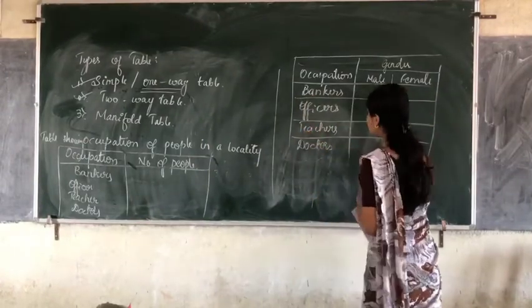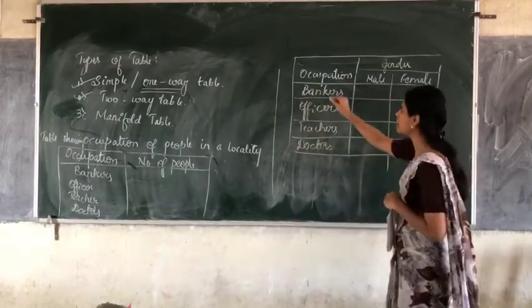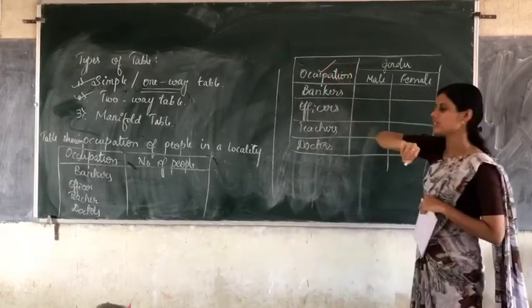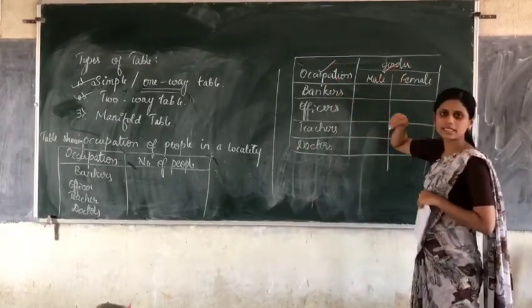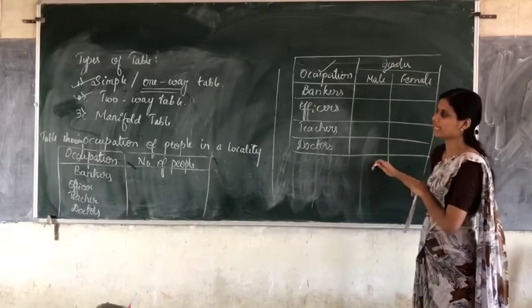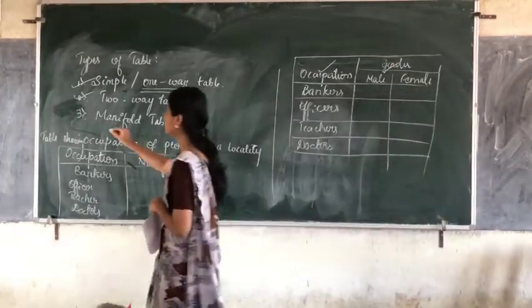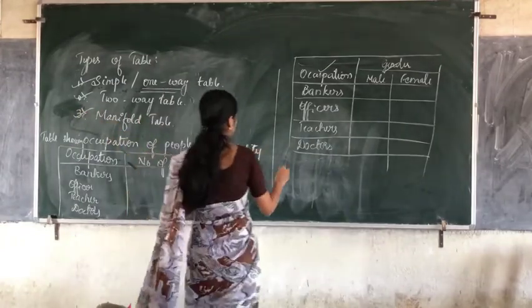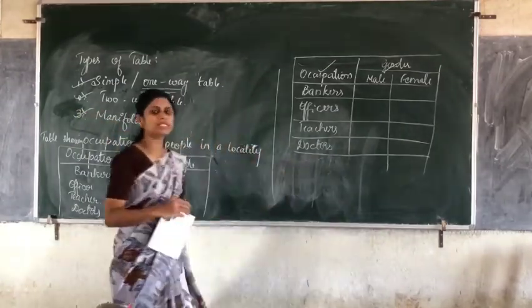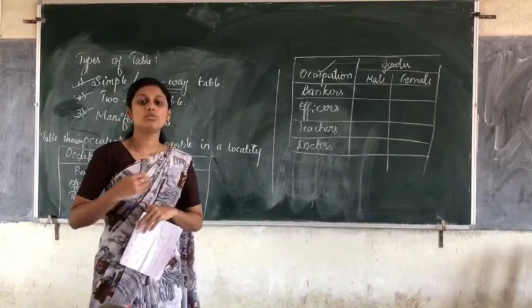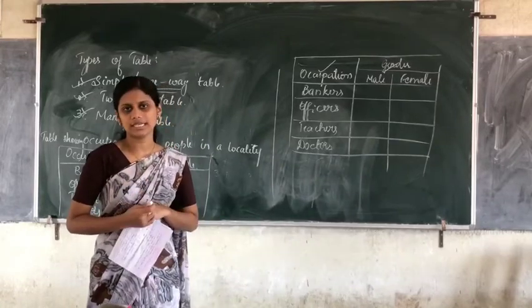So here you have presented two characteristics in a table. The first characteristic is occupation and the second characteristic is gender, that is male and female. So this table is an example of a two-way table. Next, the third type of table is the manifold table. Manifold table means if you are going to present more than two characteristics in a table.